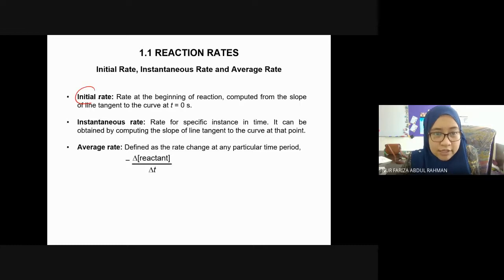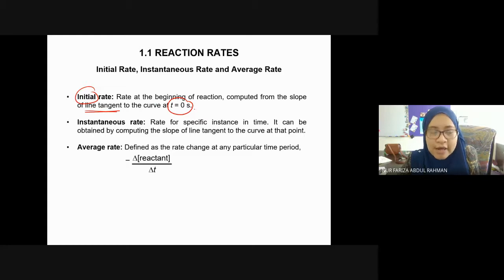Initial rate, the word initial means at the beginning. So that is initial. It is the rate at the beginning of the reaction, computed from the slope of the line tangent to the curve at t equal to 0. That means t must be equal to 0. And then we would call it the initial rate, meaning the rate at the beginning of the reaction.